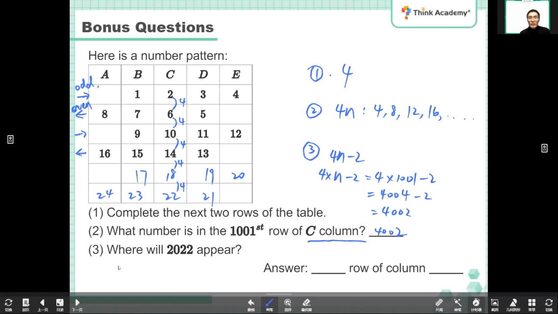And then the last question, where will 2022 appear? Okay, so here we will need to find cycles in the number table. Let's try to find a cycle.